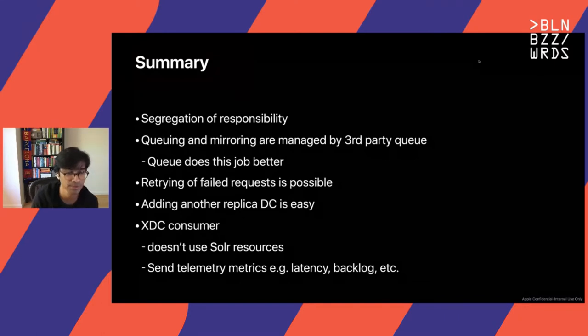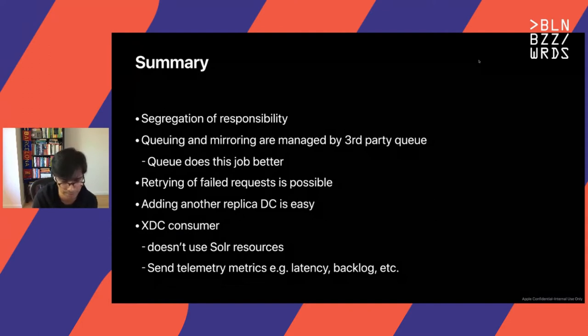So to summarize that approach, there's segregation of responsibility, something that we've really wanted to do so that Solr is not left with taking care of stuff outside of search. And queuing and mirroring are managed by third-party queues. So what that means is you don't have to really even run it yourself. You could be using and consuming a service that is provided by someone else. It could be a publicly provided queuing mechanism, or it could be another team that provides the service to you in your organization. And there's retrying of failed requests, in addition to the possibility of just retrying everything by rewinding the head on your queue.